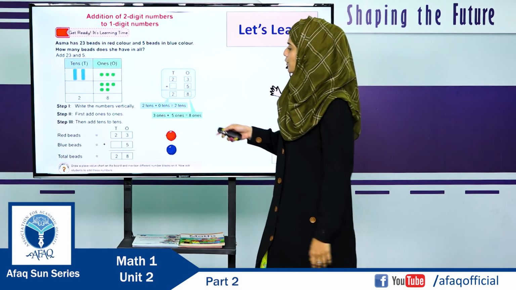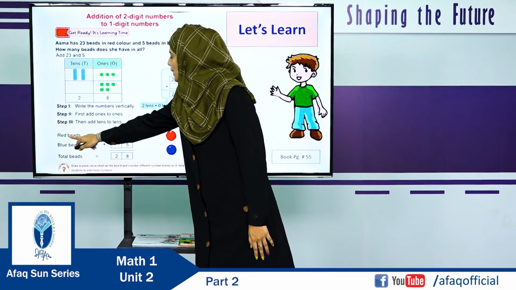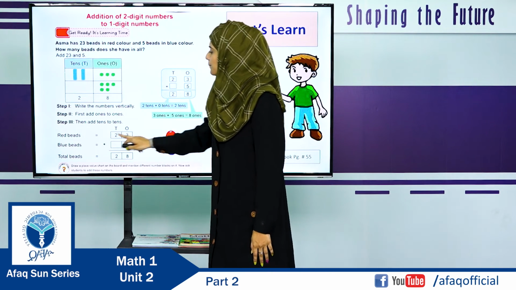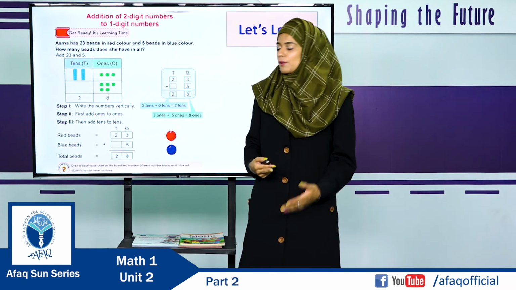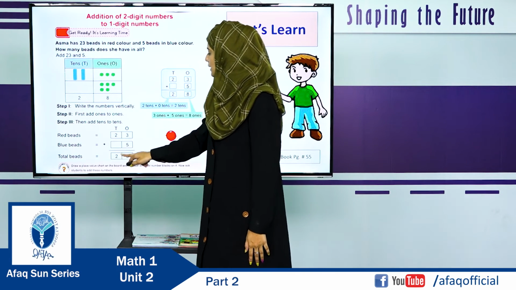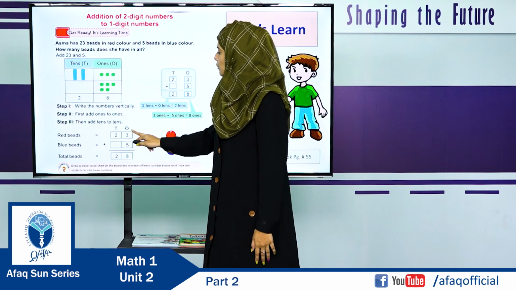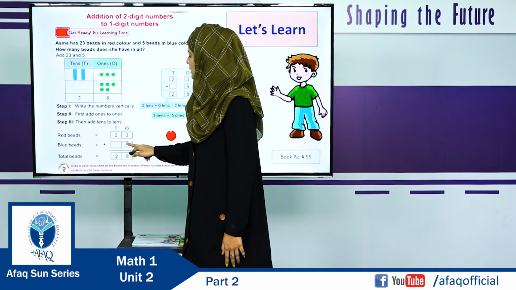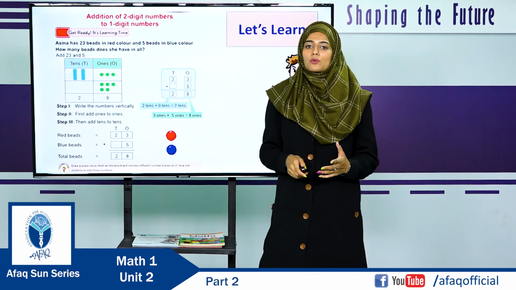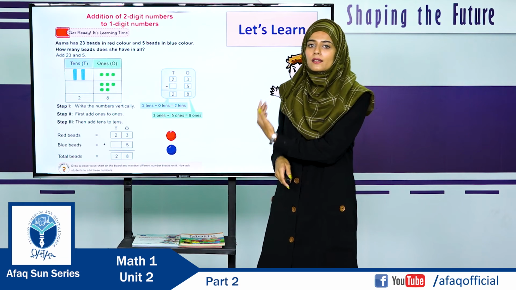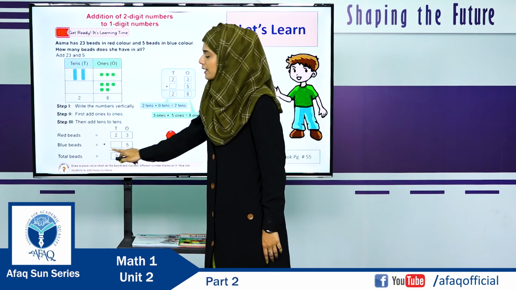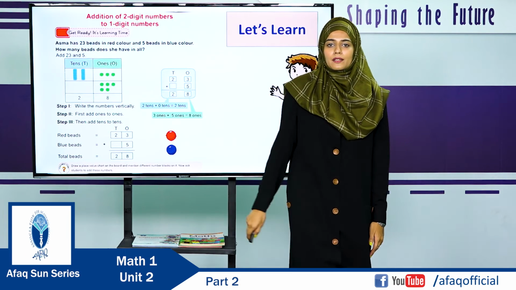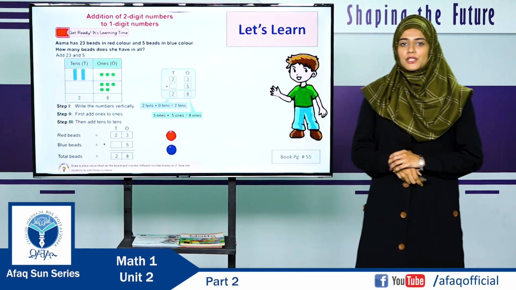So the given information is like this. Red beads is equal to 23, blue beads is equal to 5. Now we want the total beads. So the answer is 28. We have to add both these numbers. In addition, there is a rule: start from the right side, then add ones to ones and tens to tens. So we will get the answer 28. I hope you understood the concept of the addition.